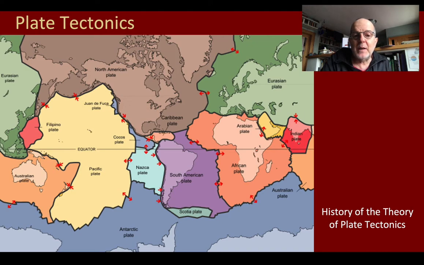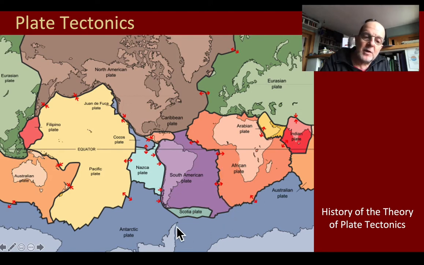The action of plate tectonics is where the plates meet. And in this case, they're not coming together, they're separating. Where these arrows show them moving in opposite directions, the plates are separating. So all along through Iceland and through the Atlantic Ocean basin, plates are separating from each other.